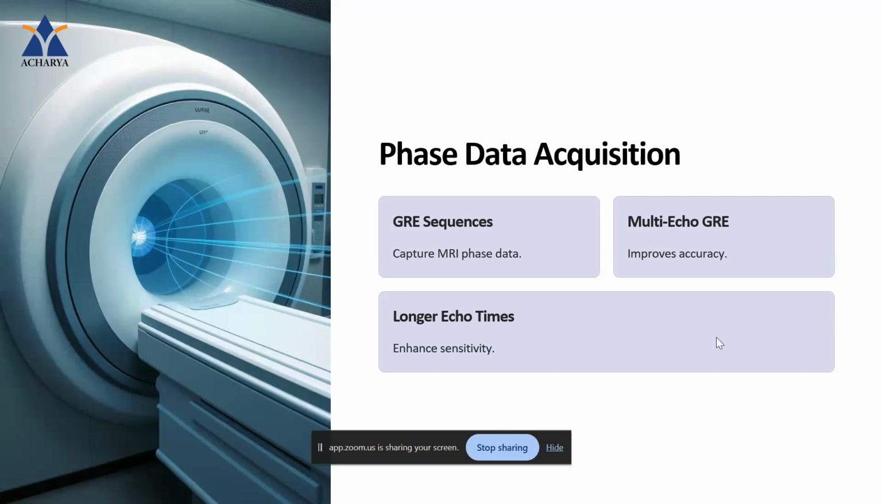If artifacts are arising, then obviously it will require optimization. So when we are acquiring this phase data, we should choose the echo time and the acquisition parameters properly, because they can directly influence the quality of the QSM images.